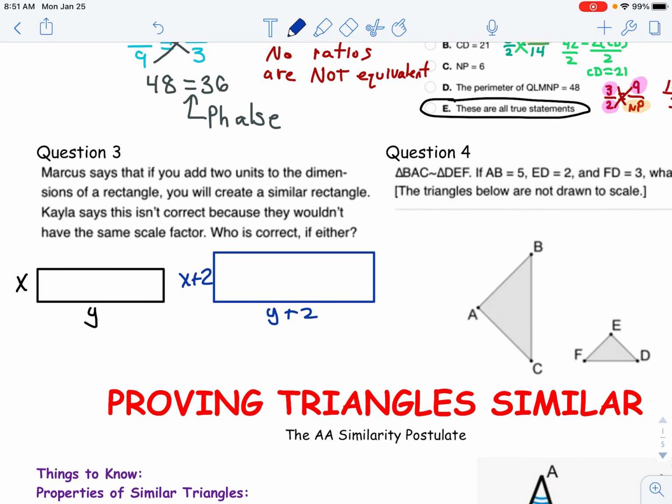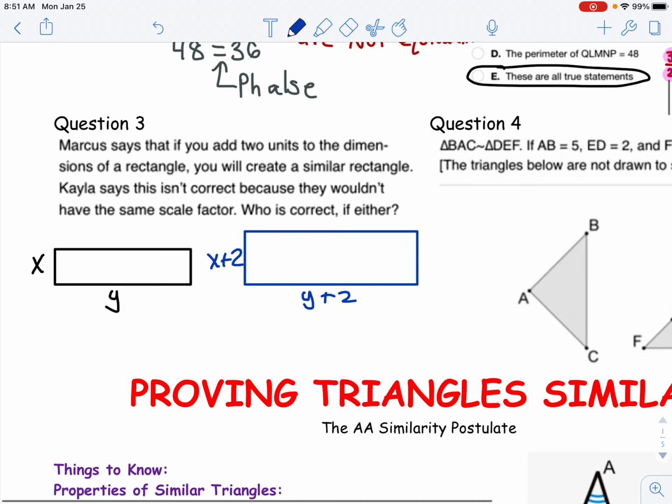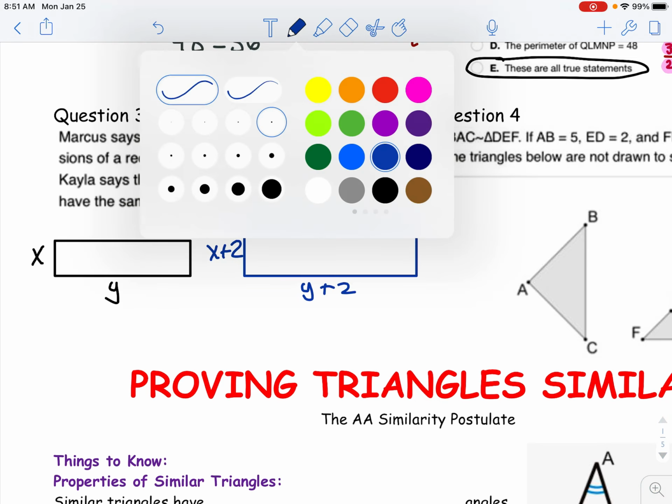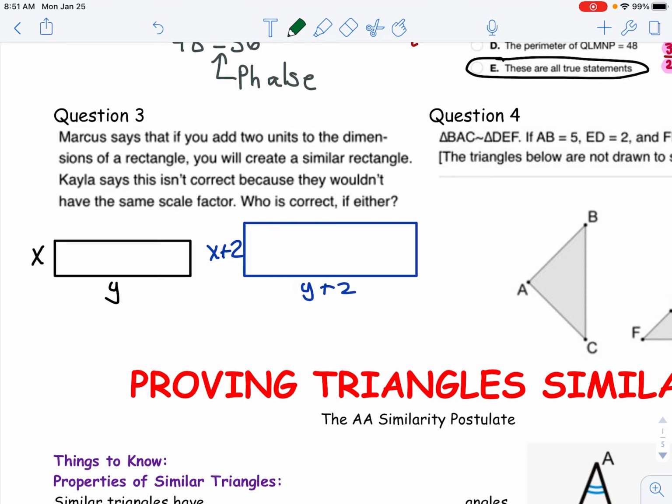X plus 2, Y plus 2. All right. So we're adding 2 units to the dimensions of a rectangle. Will we create another similar rectangle? Well, there's ways to think about this. All right. Let's just do a specific case.